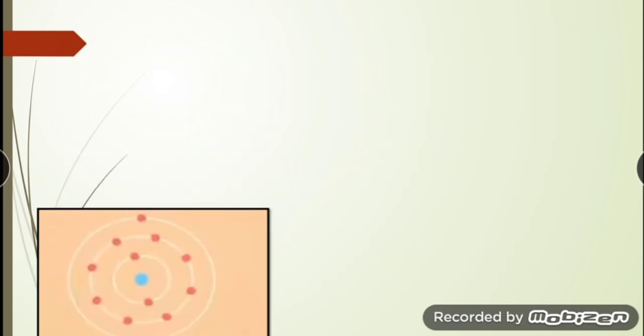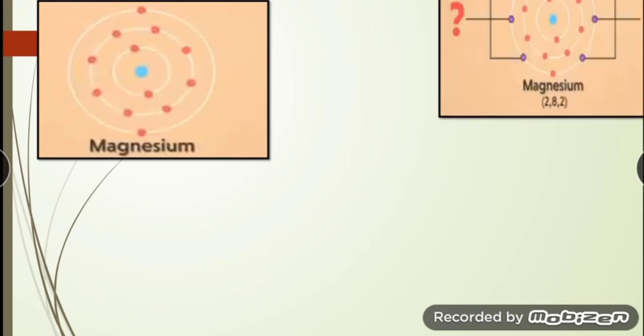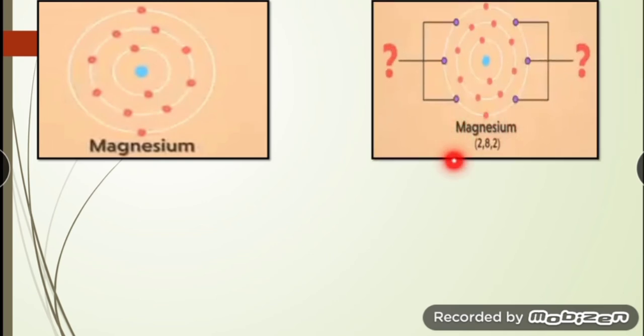Now let's see one more example, magnesium. Here in the magnesium atom, can you tell the valency of magnesium by seeing this structure? Can you tell, children? First of all, let's see the electronic configuration. The electronic configuration of magnesium is 2, 8, 2. That means how many more electrons are needed?